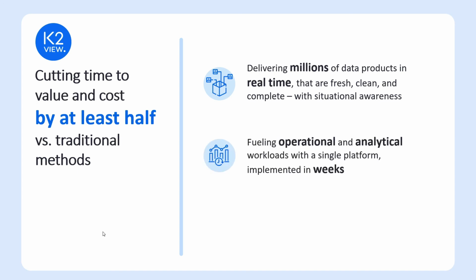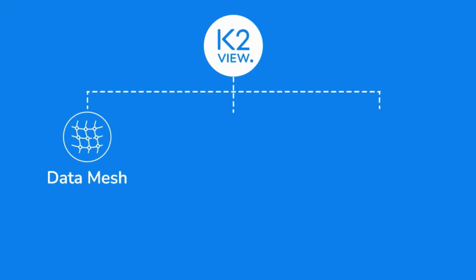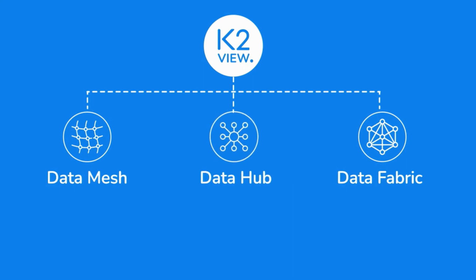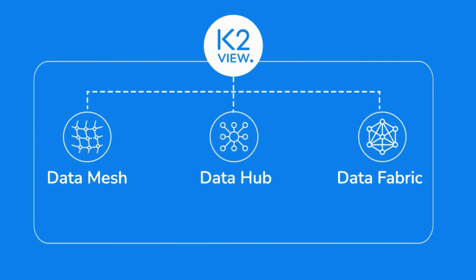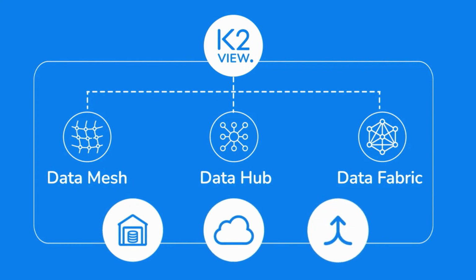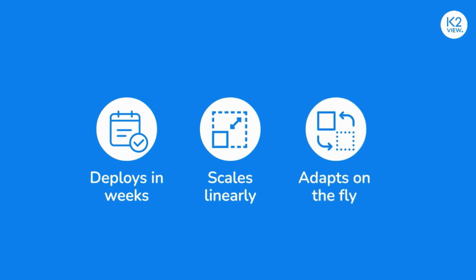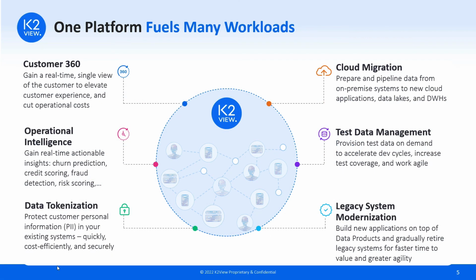It fuels operational and analytical workloads and facilitates a common language between IT and business. It can be deployed in a high-performance data fabric, data mesh, or data hub architecture, on-premises, in the cloud, or across hybrid environments. It can be implemented in a matter of weeks, scales linearly, and adapts to change on the fly. The K2View platform fuels both operational and analytical workloads, including customer 360, data pipelining, data tokenization, legacy modernization, test data management, and more.